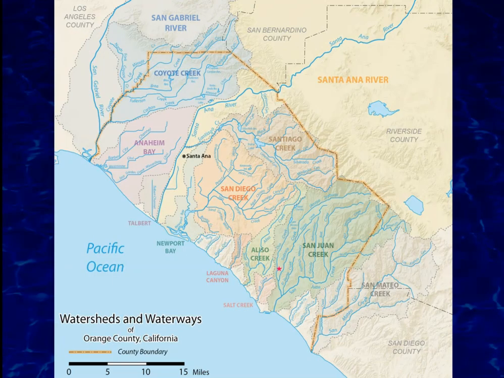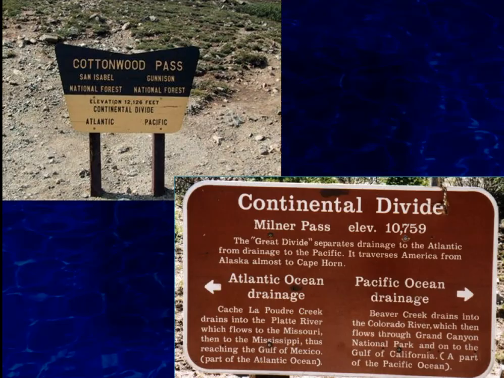Here we can see a little bit bigger picture of the drainage basins in Orange County, and it's always fun to ask, what drainage basin do I live in? So on the big scale, the Continental Divide, there are always signs along the side of the road: Atlantic Ocean drainage, Pacific Ocean drainage.